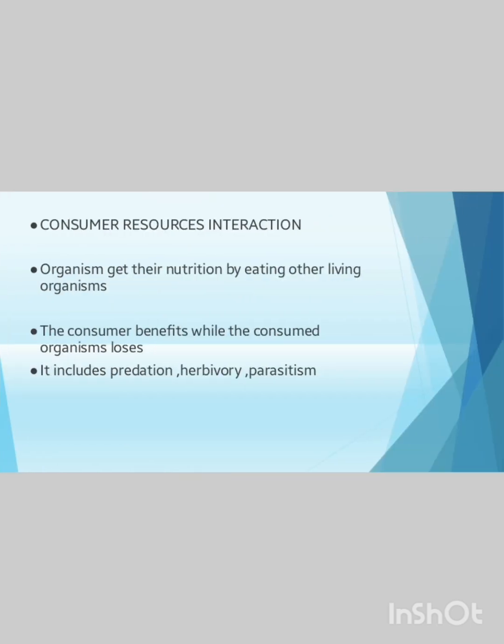Next, consumer-resource interactions. Organisms get nutrients by eating other living organisms. The consumer benefits while the consumed organism suffers losses. It includes predation, herbivory, and parasitism.